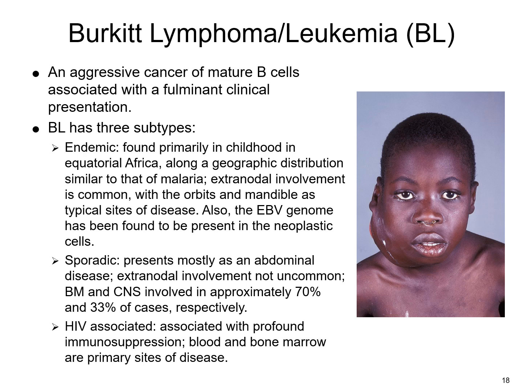It has an endemic subtype. Now this form is found primarily in childhood, and it's seen in Africa, with a geographical distribution that is similar to malaria. It has an extramedullary involvement, and so what you can actually see is a manifestation in the orbits or the mandible as a typical site of disease.